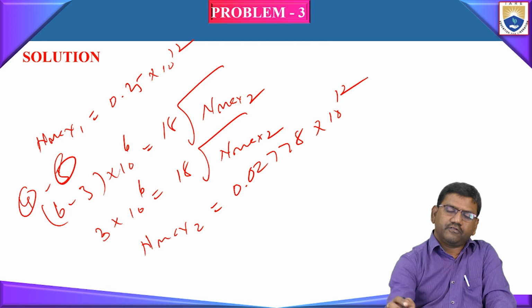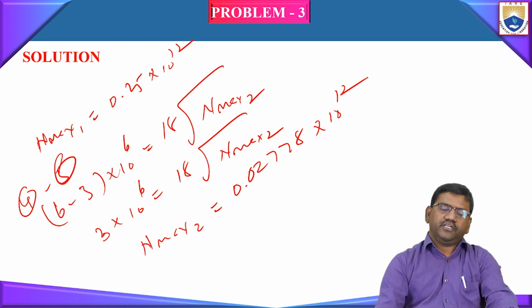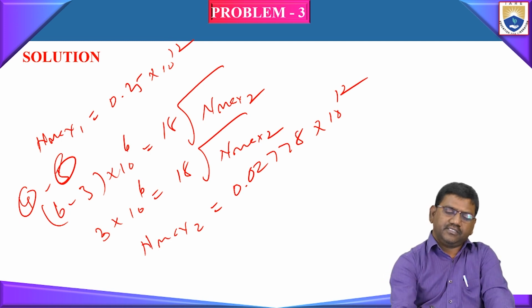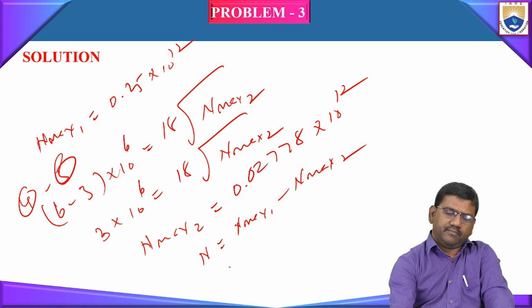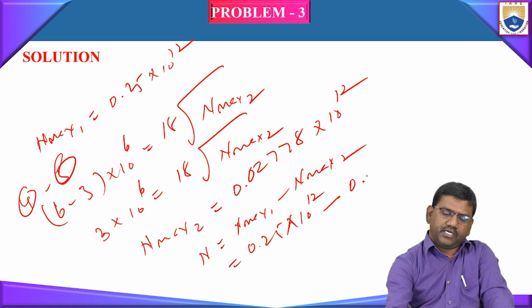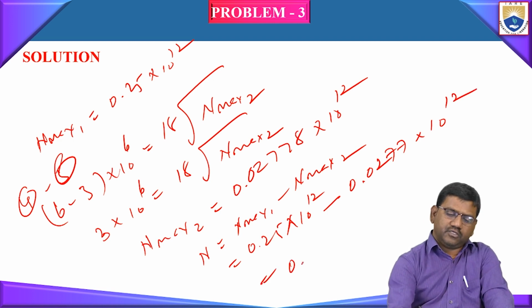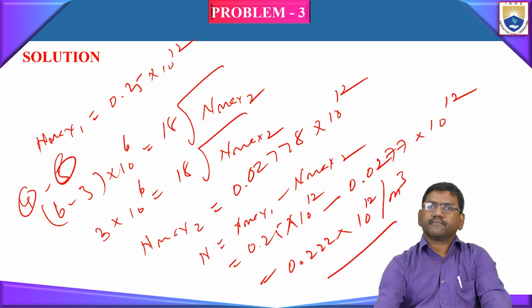into 10 power 12. So according to the problem, we need to find out the change of densities. That means n is equal to n max 1 minus n max 2 here. So n max 1 we got as 0.25 into 10 power 12 minus 0.02778 into 10 power 12. So you will get overall 0.222 into 10 power 12 per meter cubed here.